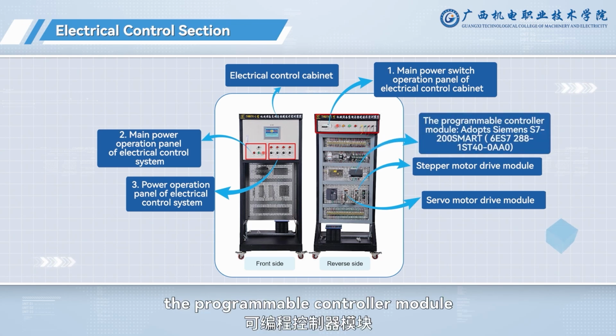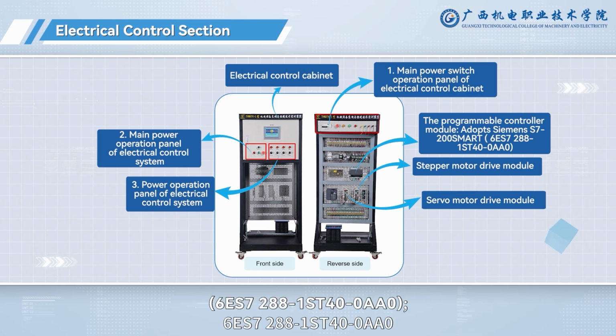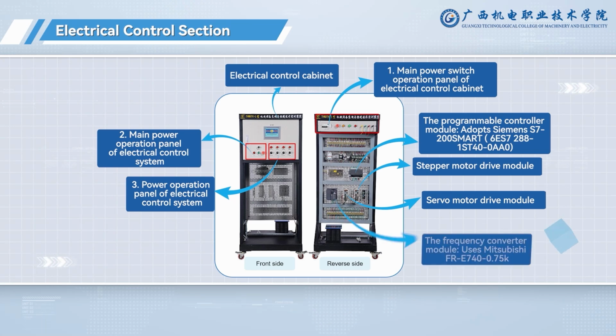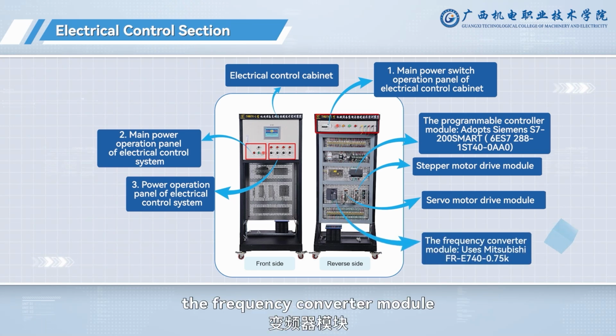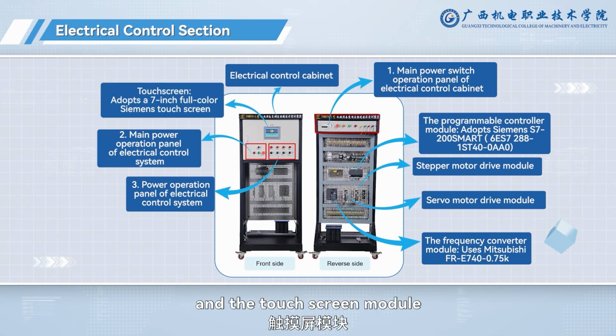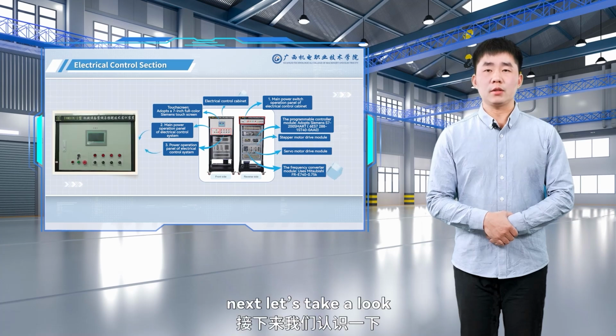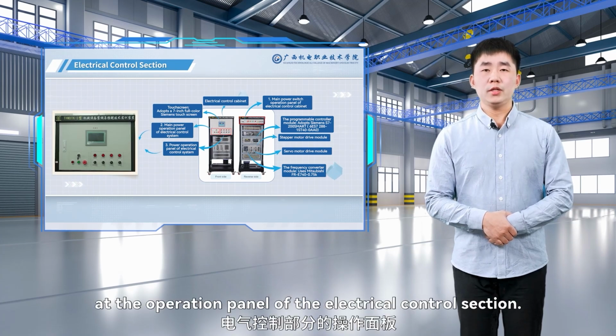The programmable controller module adopts Siemens S7-200 Smart 6ES72881ST40AA0. The frequency converter module uses Mitsubishi FR-740.75K, and the touchscreen module adopts a 7-inch full-color Siemens touchscreen. Next, let's take a look at the operation panel of the electrical control section.